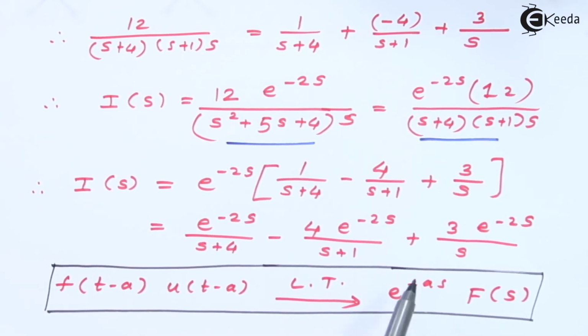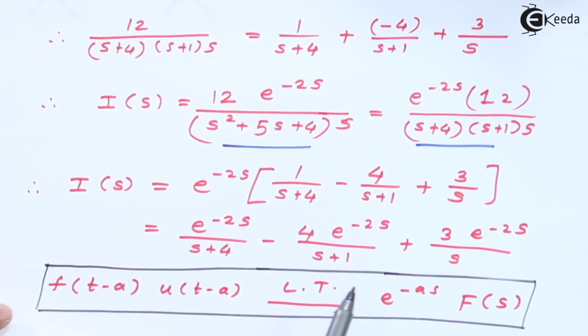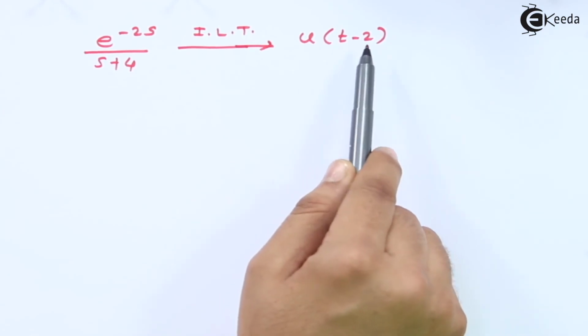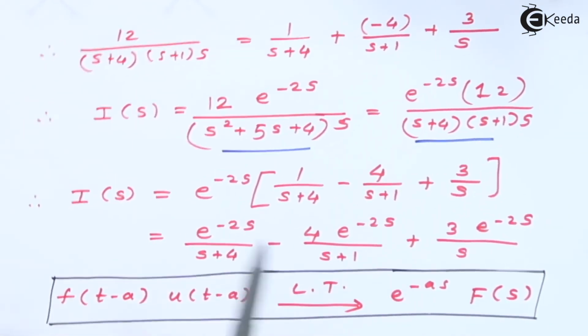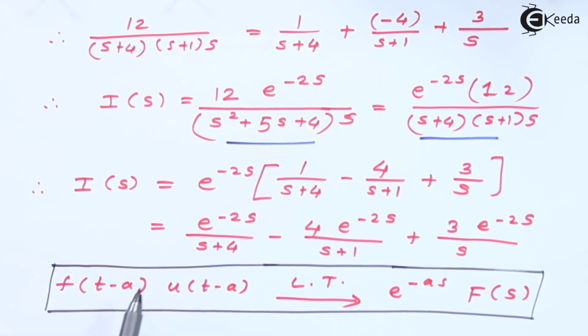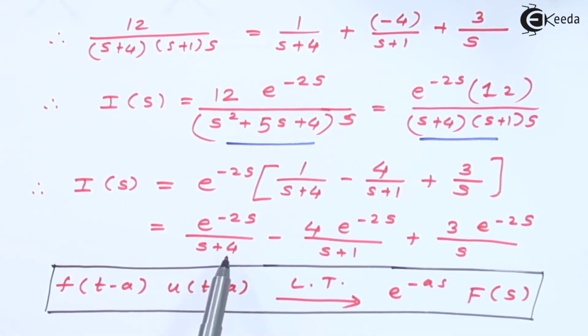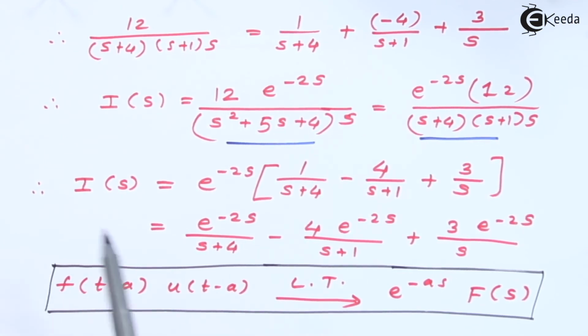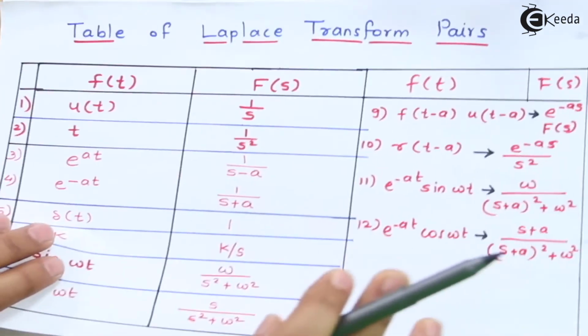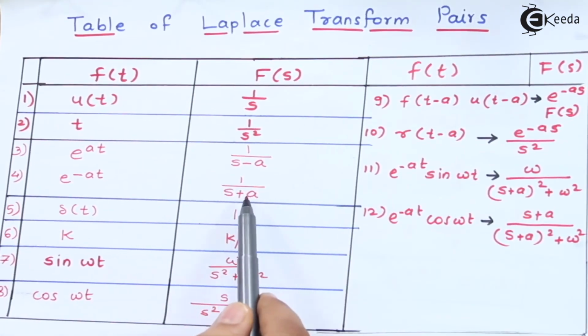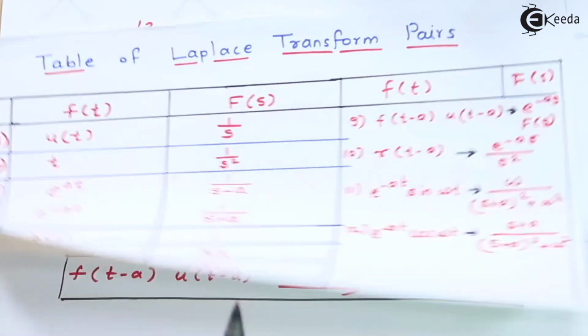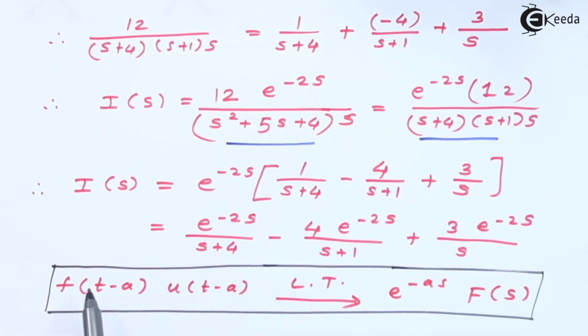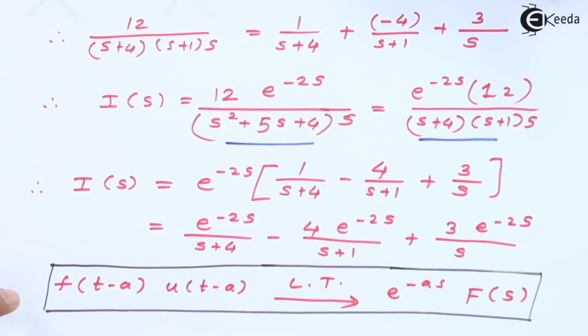This is the Laplace transform. So we have this term on the right hand side, so we have to apply inverse Laplace transform. So e raised to minus a s gives u of t minus a. So e raised to minus 2s, we have u of t minus 2. And then f of s will give me f of t minus a. Now this f of s is nothing but 1 upon s plus 4. We know 1 upon s plus a gives e raised to minus at. So for 1 upon s plus 4, we should get e raised to minus 4 into t.